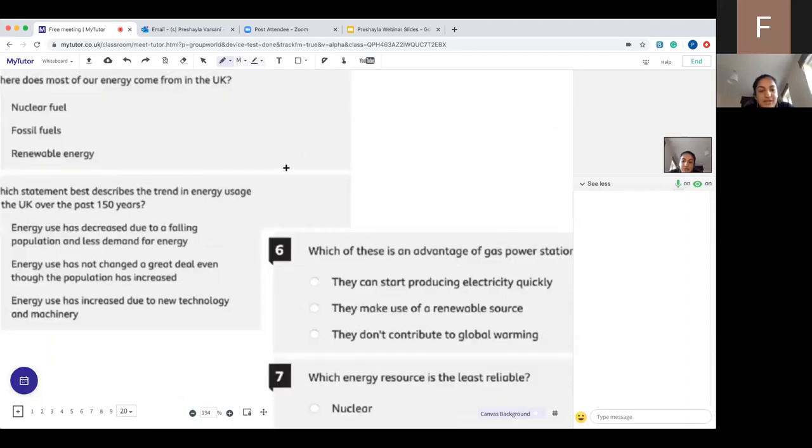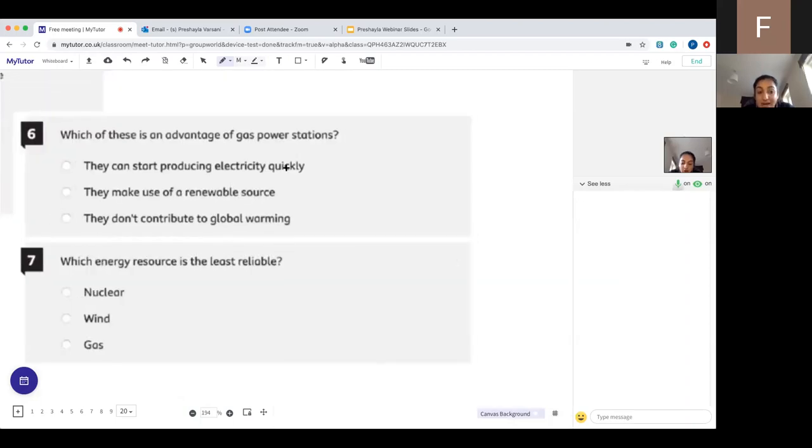Which of these is an advantage of gas power stations? They can start producing electricity quickly, they make use of a renewable source, or they don't contribute to global warming. And which energy resource is the least reliable? 30 more seconds to get your answers in.